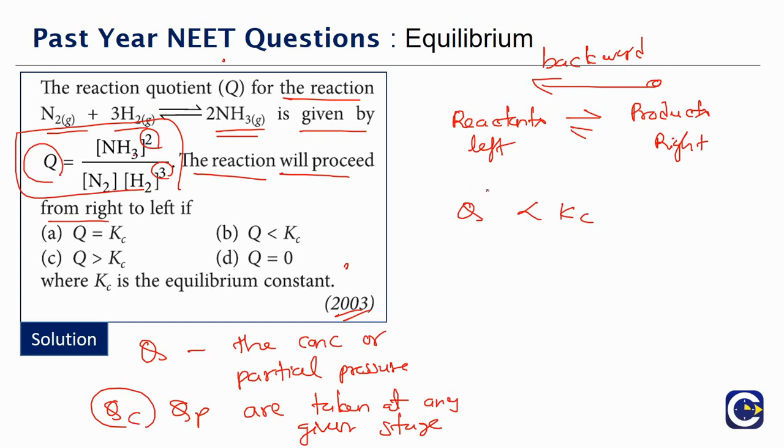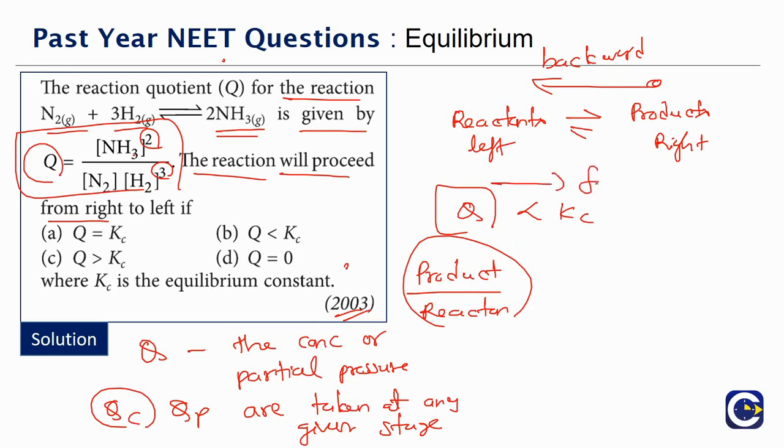When the backward process is going to happen, if you have Q value less than Kc, then the equilibrium is still not achieved. If you look at the Q expression, Q generally will have product concentration in the numerator and reactant concentrations in the denominator. Q value less than Kc means the product is still in lesser proportion than what is in the equilibrium stage. Q less than Kc means from that stage we will still keep moving in the forward direction.